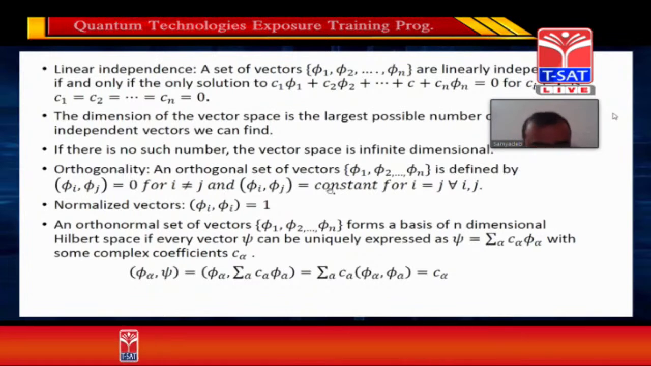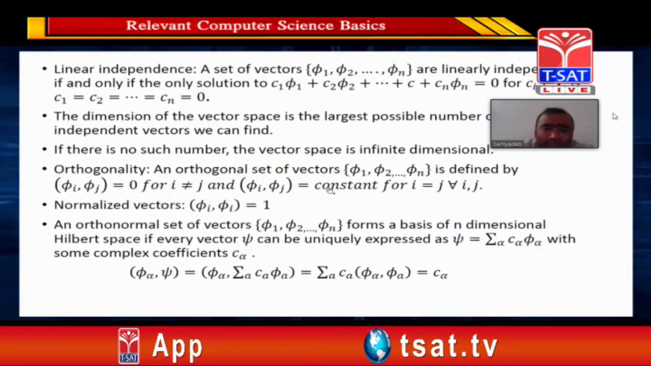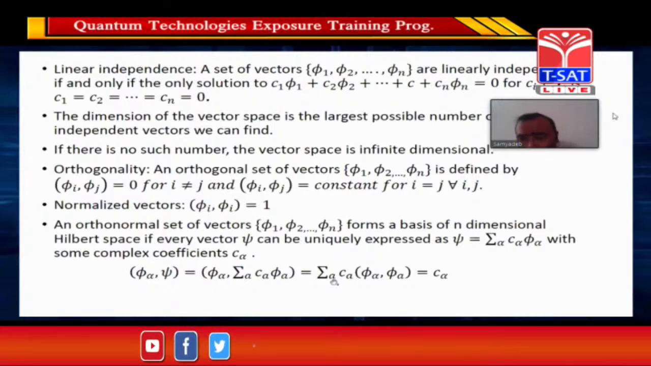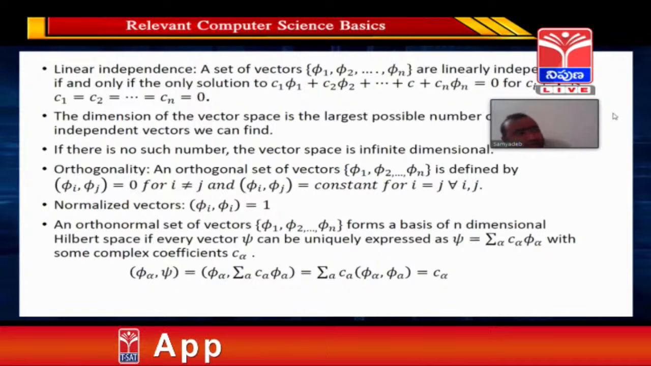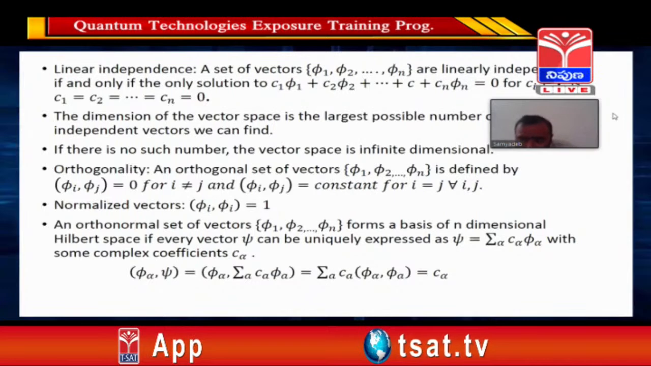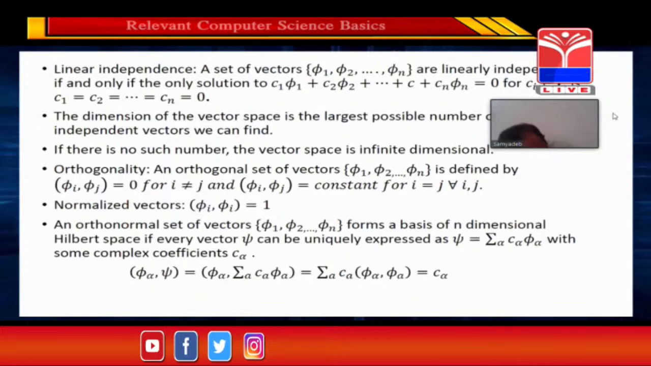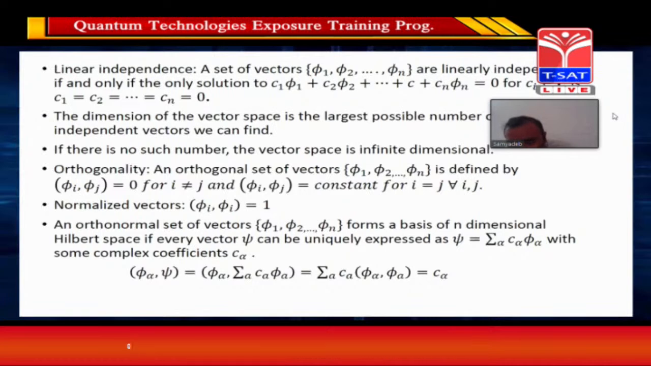Another point is that any vector of that given Hilbert space can be represented by a linear combination of this set of orthonormal vectors up to the dimension. Just like any vector in a 3-dimensional Cartesian coordinate system can be represented by i cap, j cap, and k cap. This is exactly similar to that. So any vector xi can be represented as a linear combination of those orthonormal vectors.